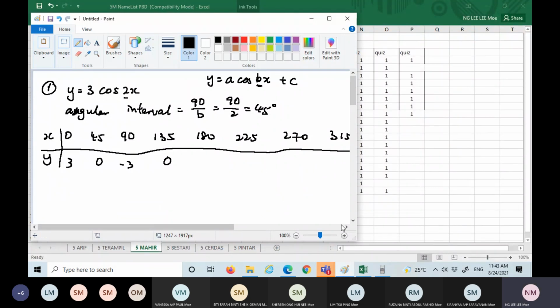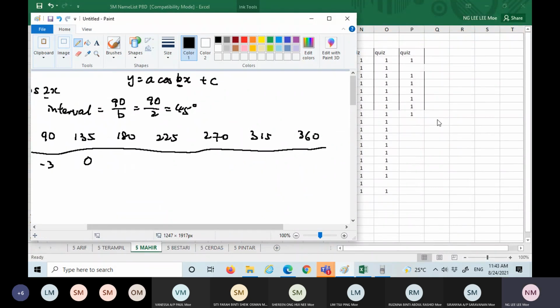Let's start with the first one, 180. Teacher. Okay, you are? I'm Siti Farah. Which one is mine? Okay, I look at the name list, I think easier. Sarah is 180. Shalin do 225. Siranya do 270. Siti Farah do 315. Okay, Sophia do 360.